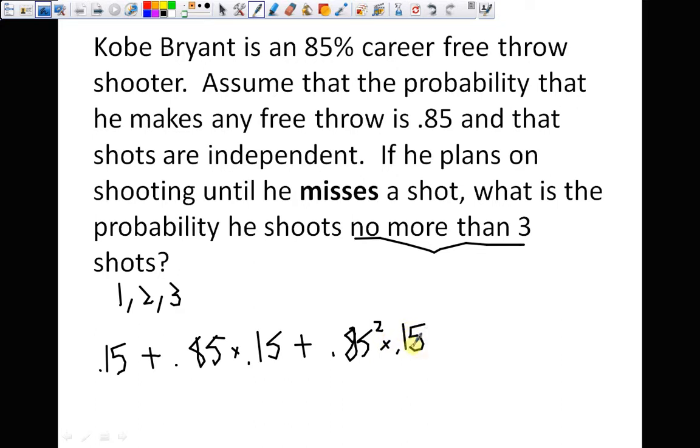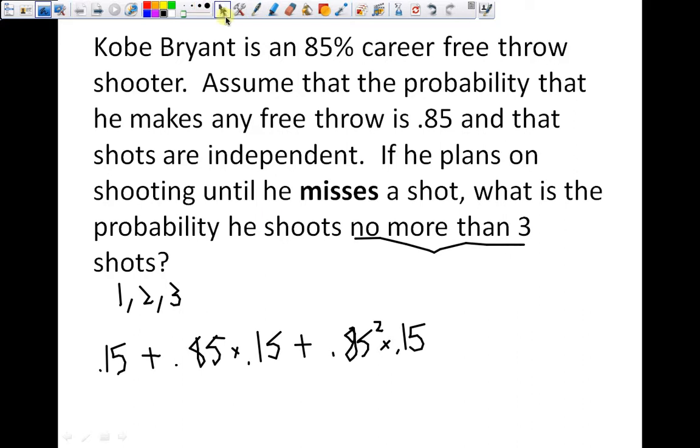And again, you could check it in your calculator. Your P is 0.15. You want CDF. No more than 3 means 3 or less. So you would do CDF. Your X value would be 3. 3, 2, and 1. And you should get the same thing as this probability calculation here.